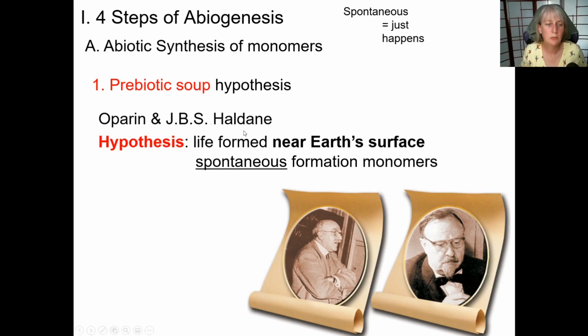Now, I want to introduce 2 people here. This is Oparin and J.B.S. Haldane. This was originally their hypothesis in the 1920s. I'm introducing their names here not because you have to memorize them, but they come up a lot, especially J.B.S. Haldane for me, because he made a lot of inroads into some entomological studies. Oparin as well. We'll talk about them in other places. So I'm creating some chunking in your brain to start.